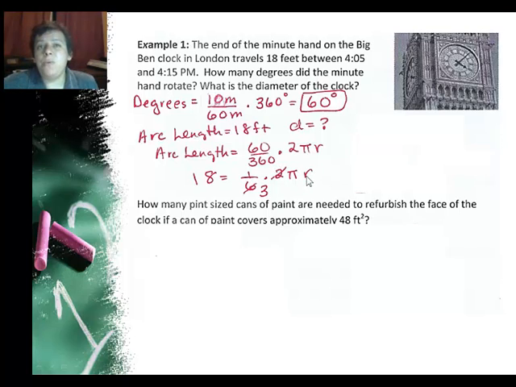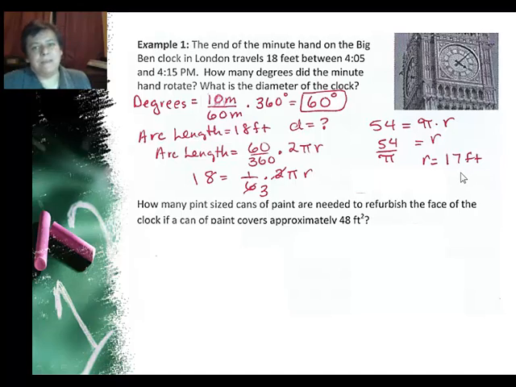Now I don't know the radius, so when I substitute in here, I put 18 equals 1/6 times 2 pi r, and I went ahead and simplified the 2 and the 6. And now I can go ahead and solve that for r. What I did here is I multiplied both sides by 3. 3 times 18 is 54. 54 equals pi times r. If I'm trying to solve for r, I have to divide both sides by pi. And I get a value for r of about 17 feet. That means the diameter of the clock is 34 feet.